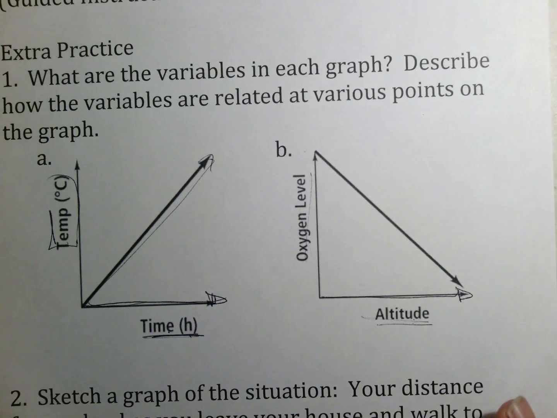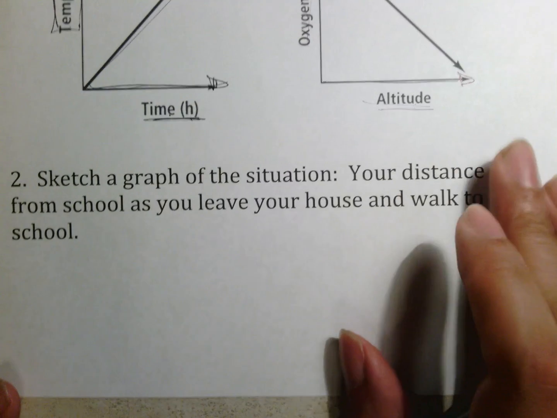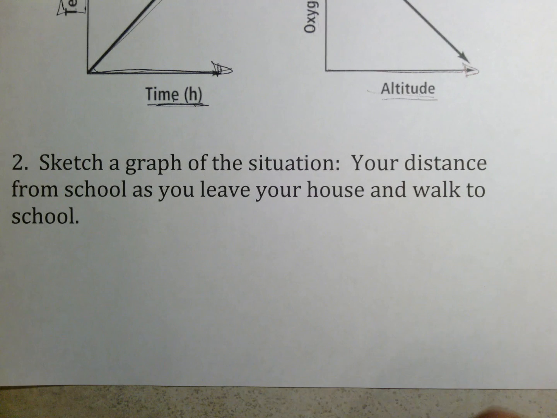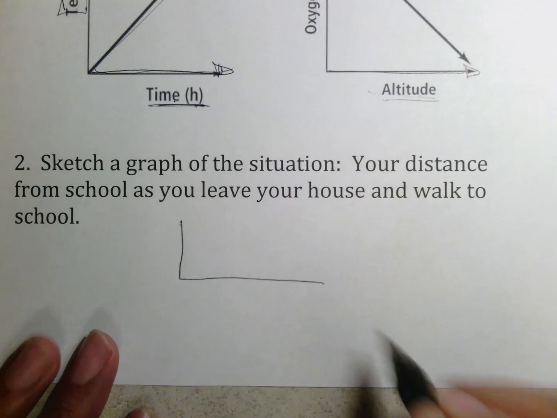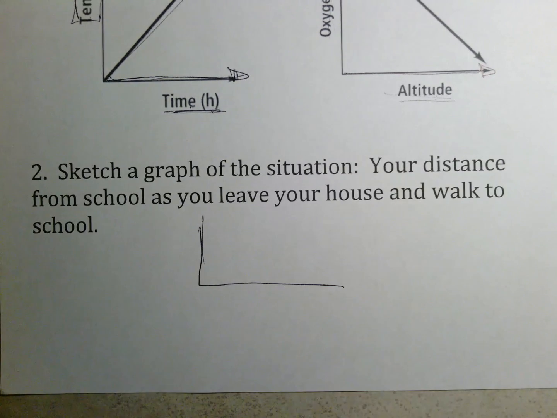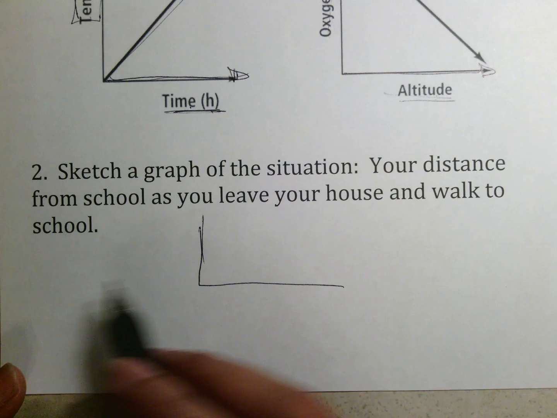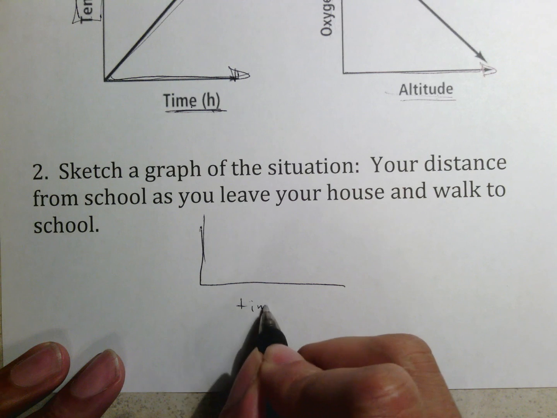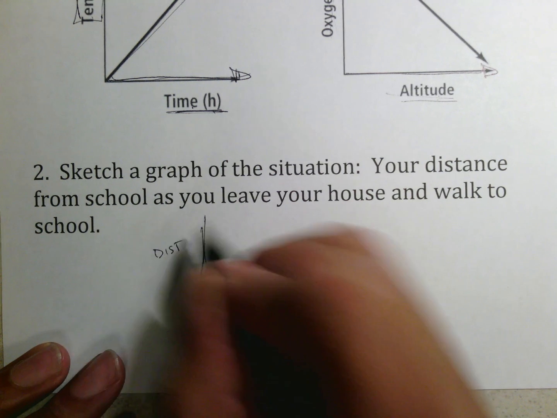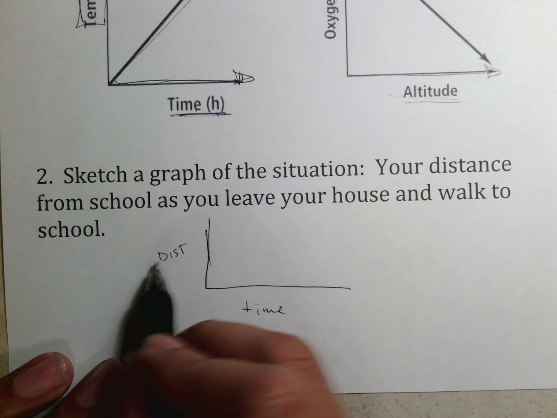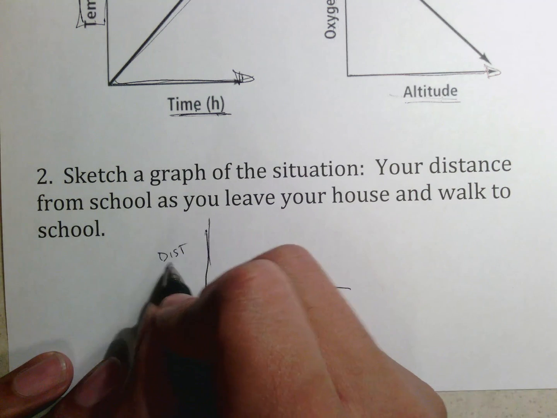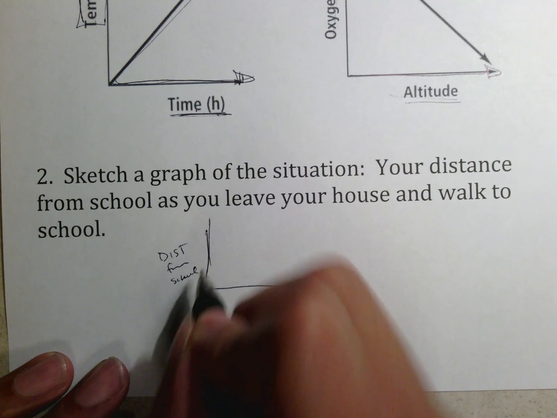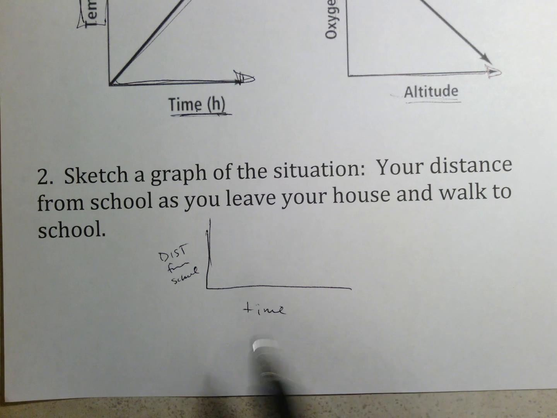Alright. Another skill you're going to need on your test is the ability to kind of sketch a cheap graph. It's going to ask you to sketch a graph representing your distance from school as you leave your house and walk to school. So you will have to learn how to draw this cheap graph here and then label your information. This would be time and this would be distance, because as you walk, time goes forward, and of course this is your distance from school. You need those two labels because those are your two variables.